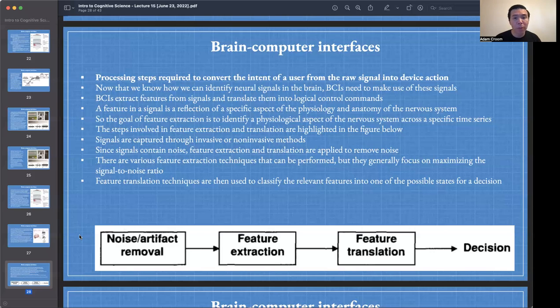Signals are captured through invasive or non-invasive methods. Since signals contain noise, feature extraction and translation are applied to remove that noise. There are various feature extraction techniques that can be performed, but the general focus is on maximizing the signal to noise ratio. And feature translation techniques are then used to classify the relevant features into one of the possible states for a decision.